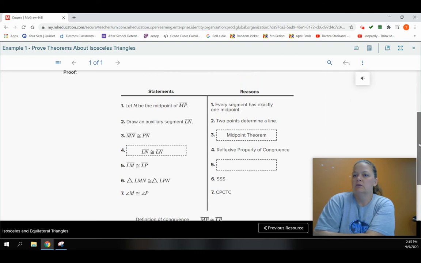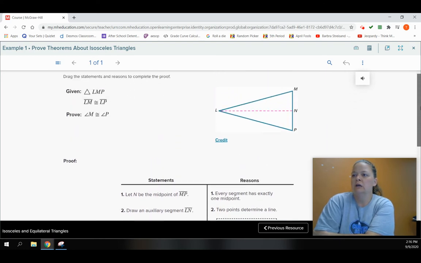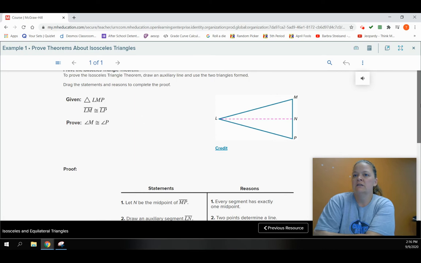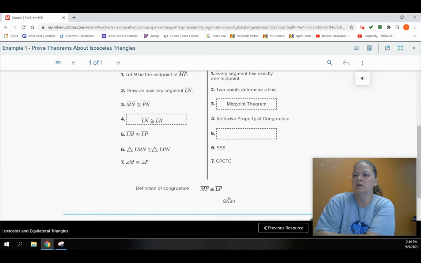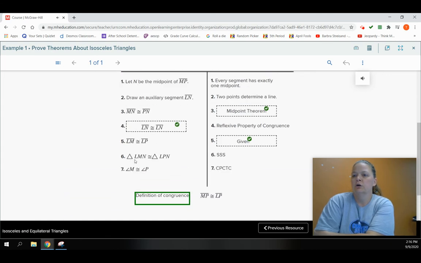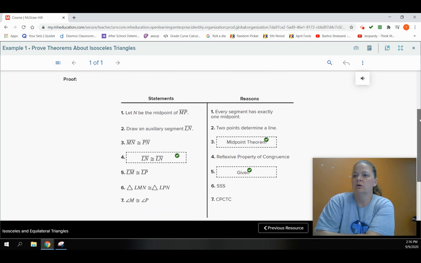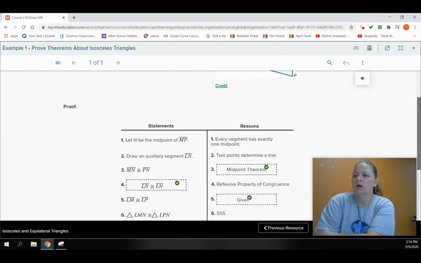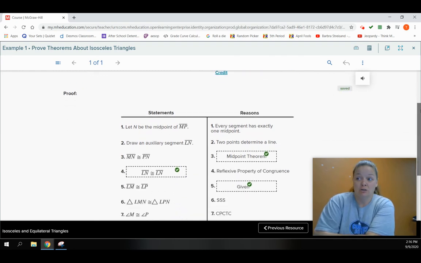LM is congruent to LP. That is given because we know that it's an isosceles triangle. Therefore, LMN is congruent to LPN, right? These two triangles, top and bottom, by the SSS postulate there.